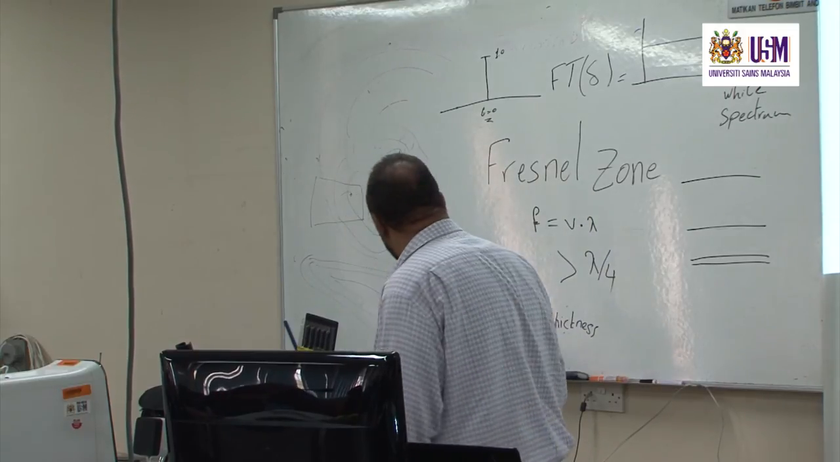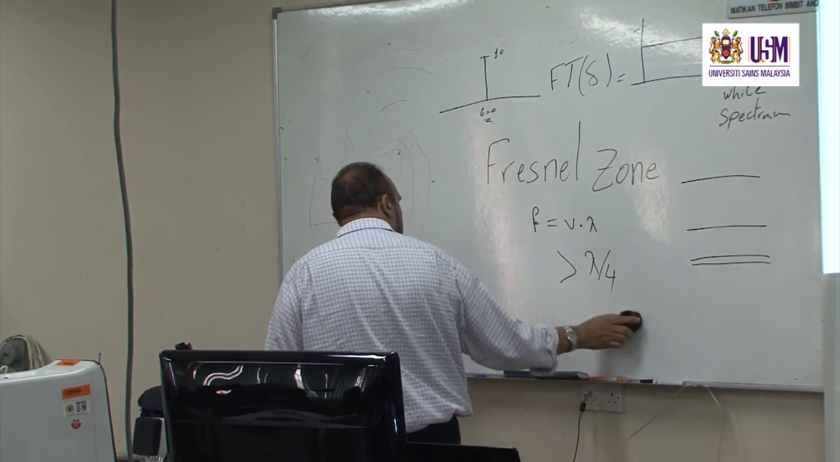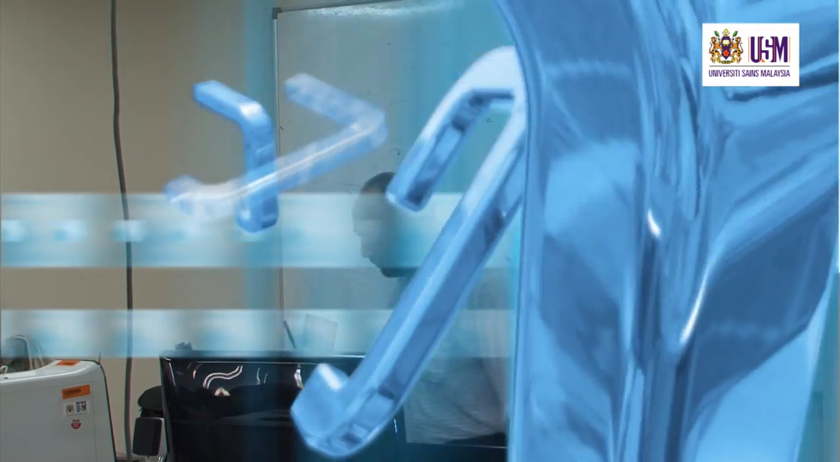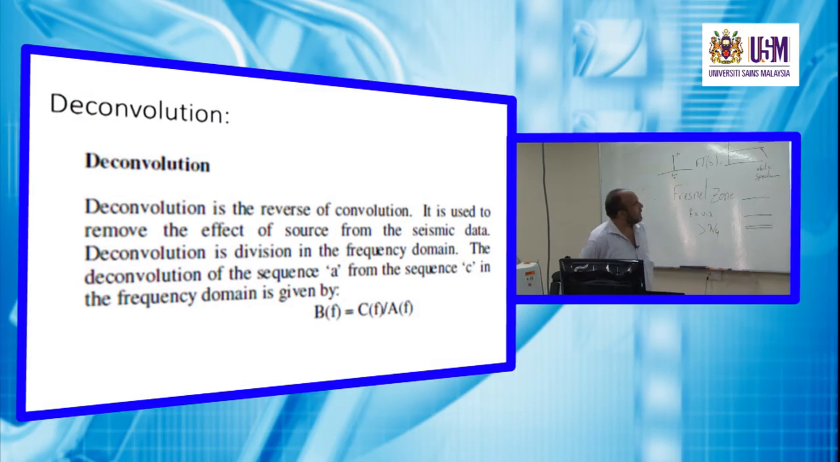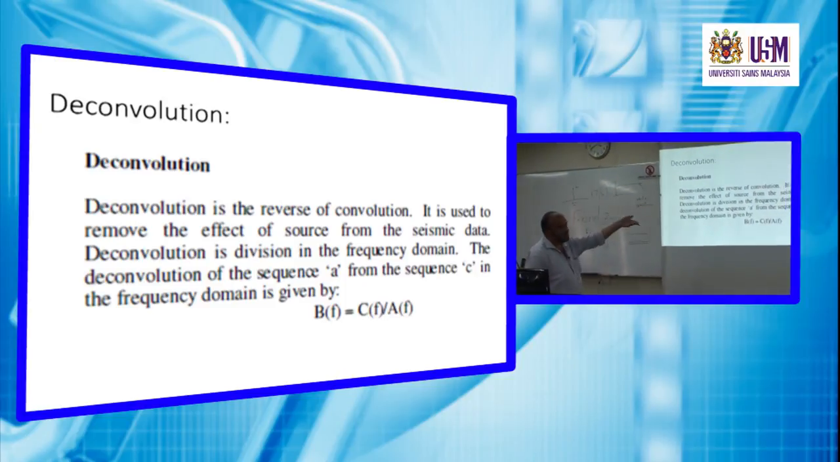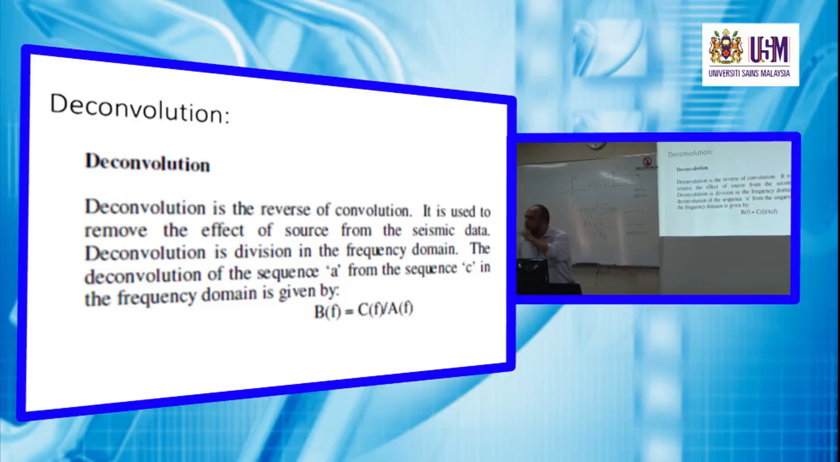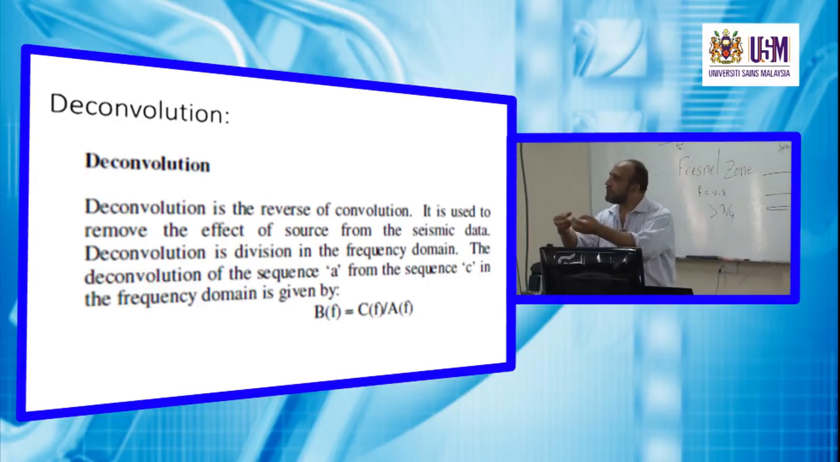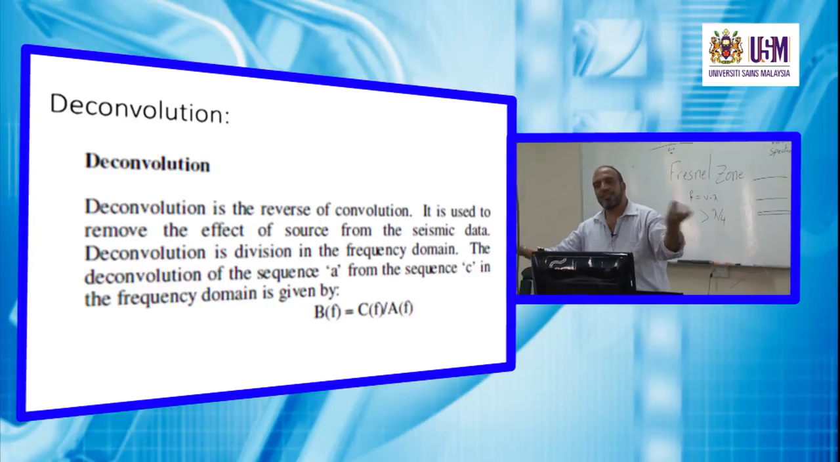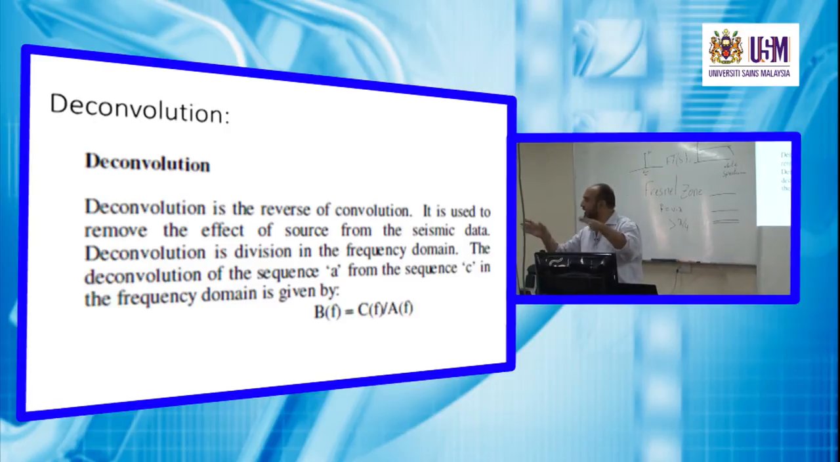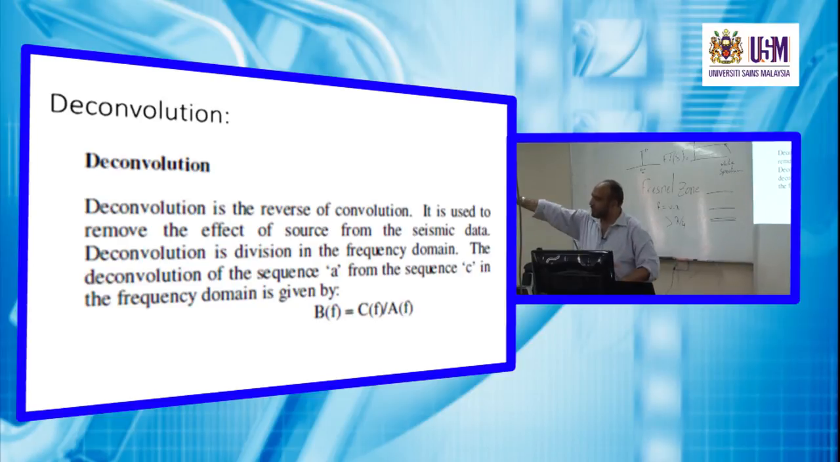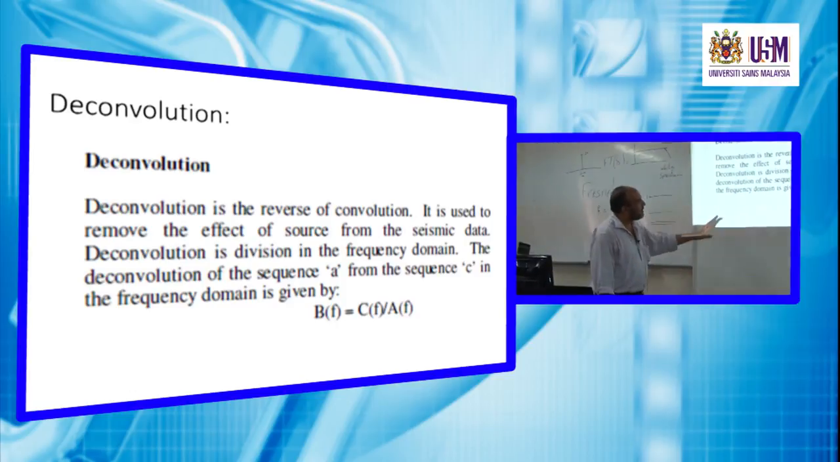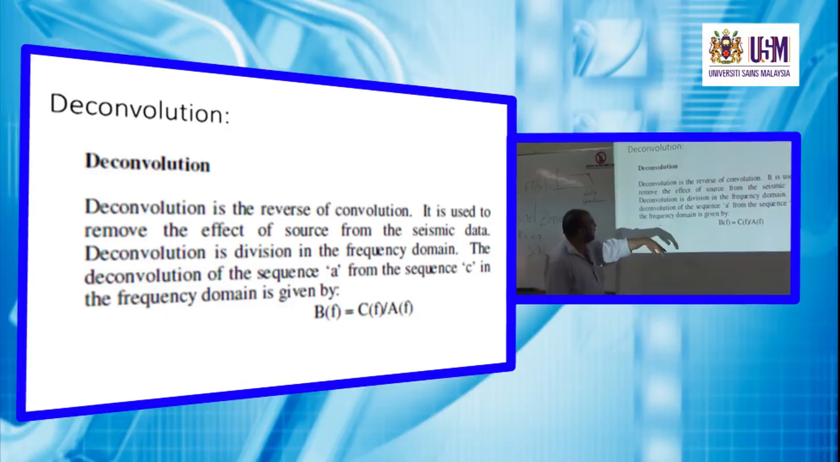Now we move to deconvolution. Deconvolution is the reverse of convolution. In convolution we are blending functions together, so deconvolution is to separate these functions, by filtration or by anything else, and you return back to have apple alone and strawberry alone, which is difficult. It's used to remove the effect of source from seismic data.